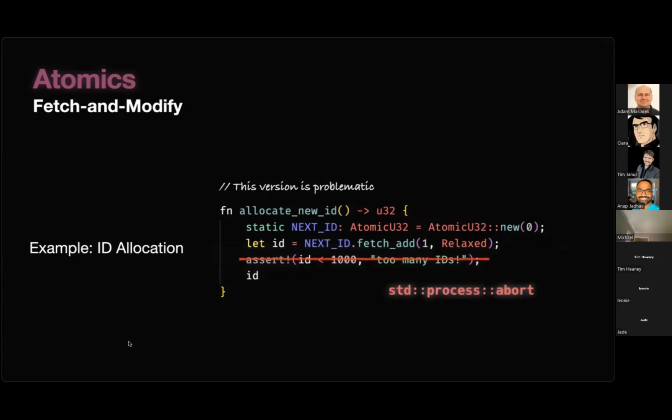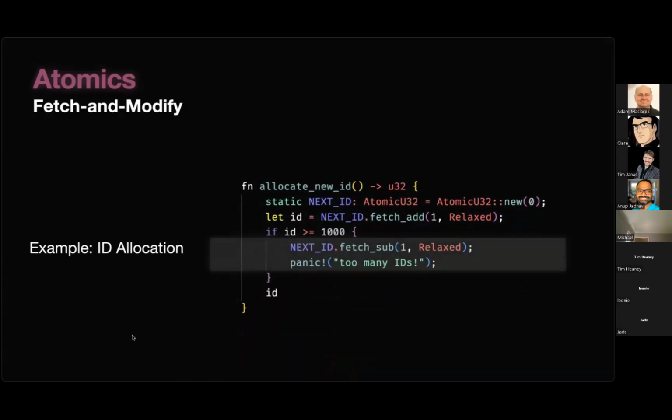One solution is to not panic, but instead completely abort the process on overflow. And the std process abort function will abort that entire process, ruling out any possibility of anything continuing to call our function. That's one way of doing this. Another way to deal with this is to use fetch sub to decrement the counter again before panicking like this. It's still possible for the counter to very briefly be incremented beyond 1000 when multiple threads are executing this function at the same time, but it is limited by the number of active threads.